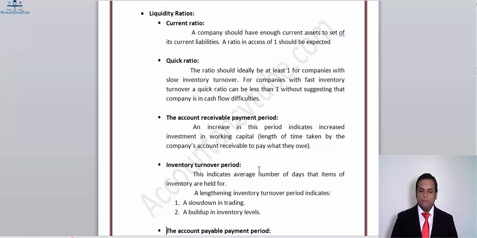So that's for the current ratio. This ratio should be at 1 at minimum. Then we have got the quick ratio. Now the quick ratio should ideally be at least 1, just like the current ratio, for companies with slow inventory turnover, as I've just told you in the example of car manufacturing. For companies with fast inventory turnover, like a grocery store, a quick ratio can be less than 1 without suggesting that the company is in cash flow difficulties. Here, the formula was current assets less inventory divided by current liabilities. We are taking out the impact of inventory over here, so it can be less than 1, but not significantly less than 1. However, in this slow inventory turnover scenario, we expect that the quick ratio, just like the current ratio, should be at least 1.